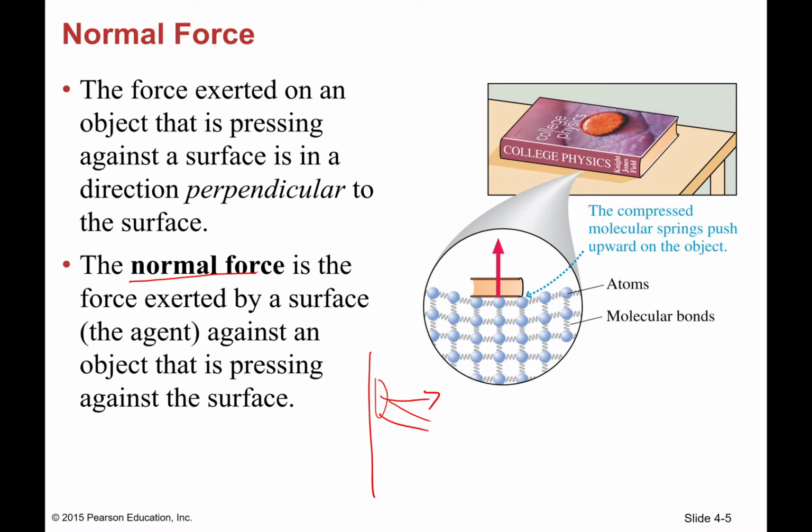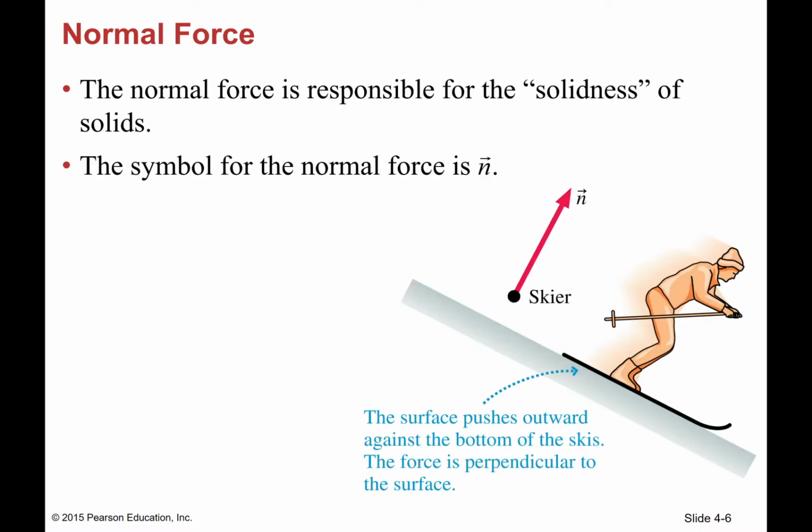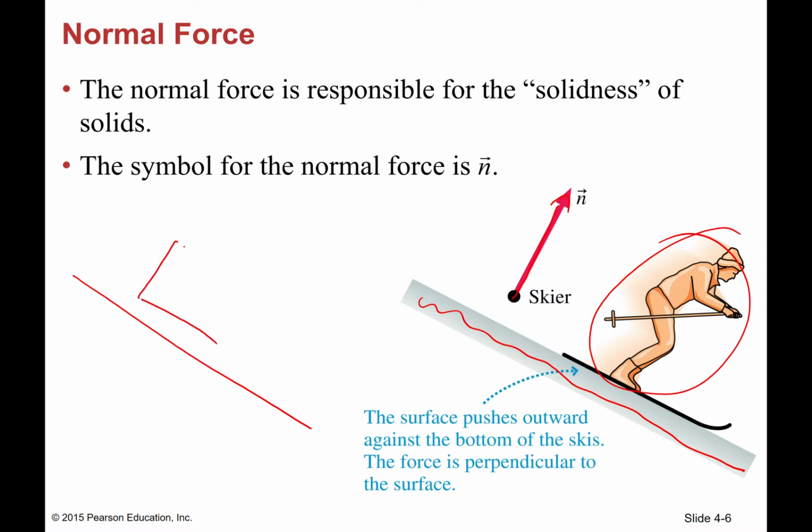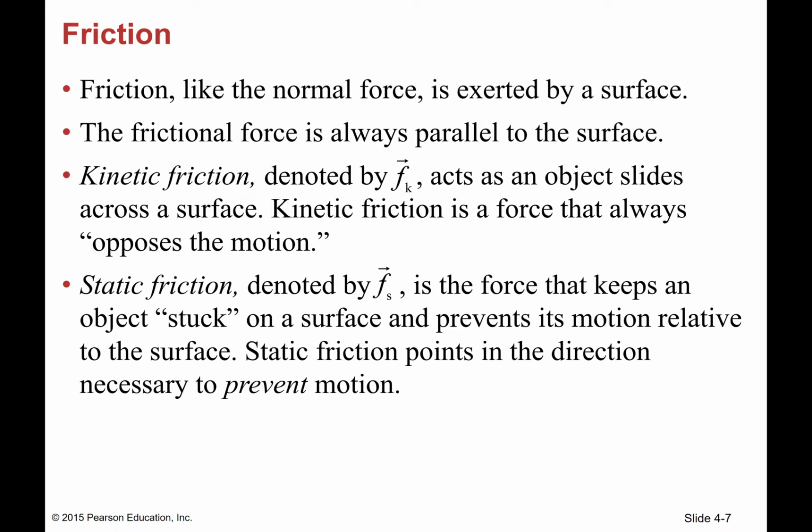The normal force may appear in many directions depending on the surface that is producing the force. Here we have a skier going down a slope. This is the surface, the agent producing the force, and this is the object. The normal force is just a force that is perpendicular to the surface. Whenever you have an object resting on a surface, there is a normal force perpendicular to the surface, and that is the way we draw that force.